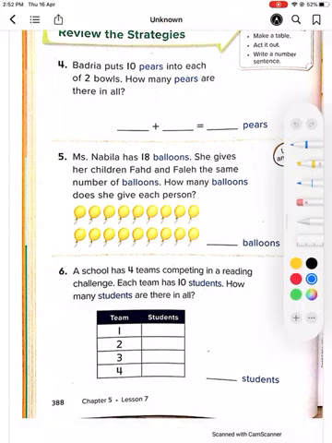First things first, we should read our questions and highlight the important information. Badriya puts 10 pears into each of 2 bowls. How many pears are there in all? Okay, let's highlight our information and let's put a circle around the question.